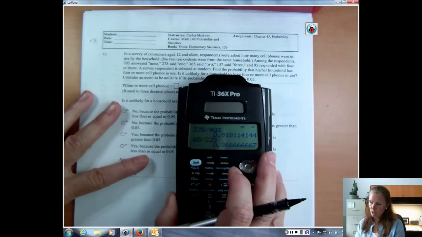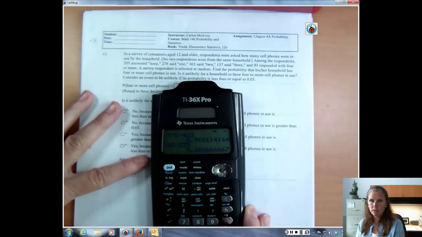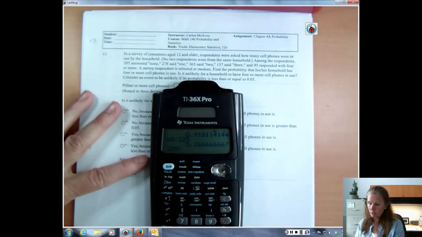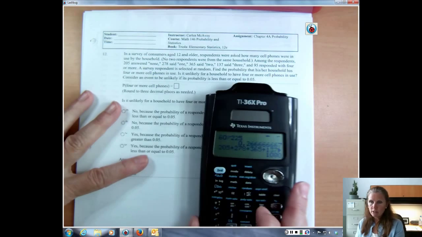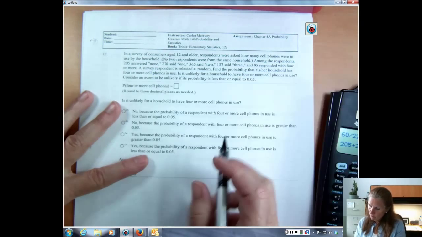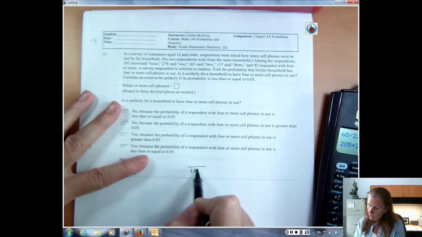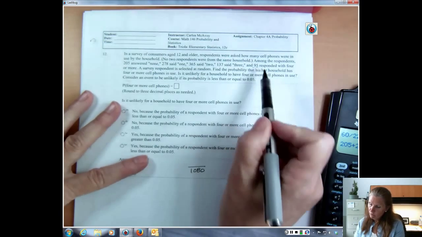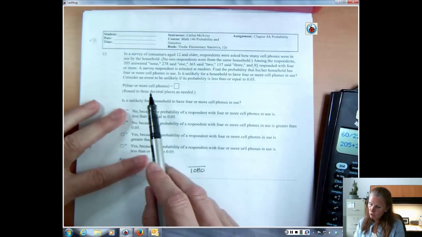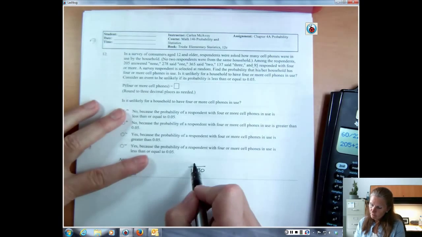So how many people did they talk to altogether? That should be something that we're interested in. 205 had one answer. 278 answered something else. 365 answered something else. 137 answered something else. 95 is the one we're looking for, 4 or more. We add that onto our sample space though. So it looks to me like we have a total of 1,080 respondents. Those are people who answered our survey. And of those, 95 responded with 4 or more cell phones. So 4 or more cell phones in use, that's 95.